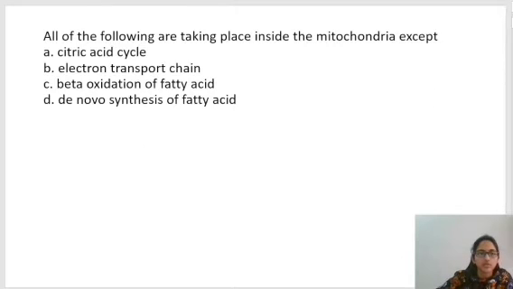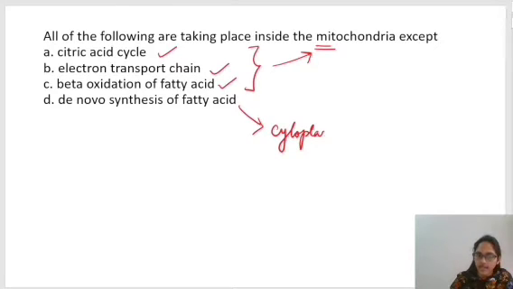Okay. So the first question is, all of the following are taking place inside the mitochondria except. So citric acid cycle, yes, it takes place in the mitochondria. Electron transport chain, of course, it takes place in mitochondria. Beta oxidation of fatty acid, all these three pathways take place in the mitochondria. So de novo synthesis of fatty acid takes place in the cytoplasm and not mitochondria. So this is the answer.